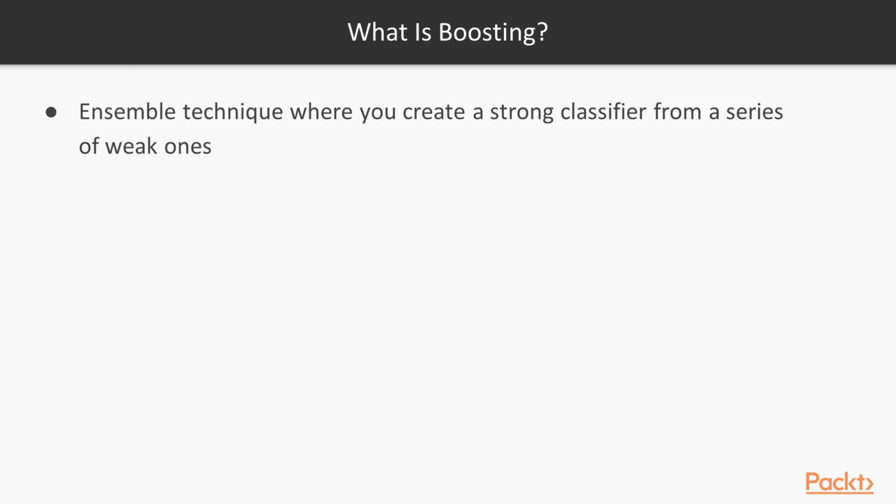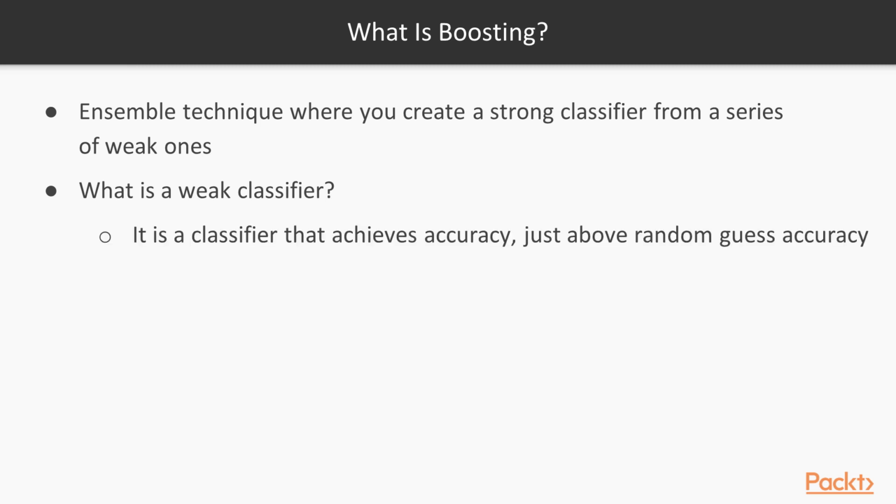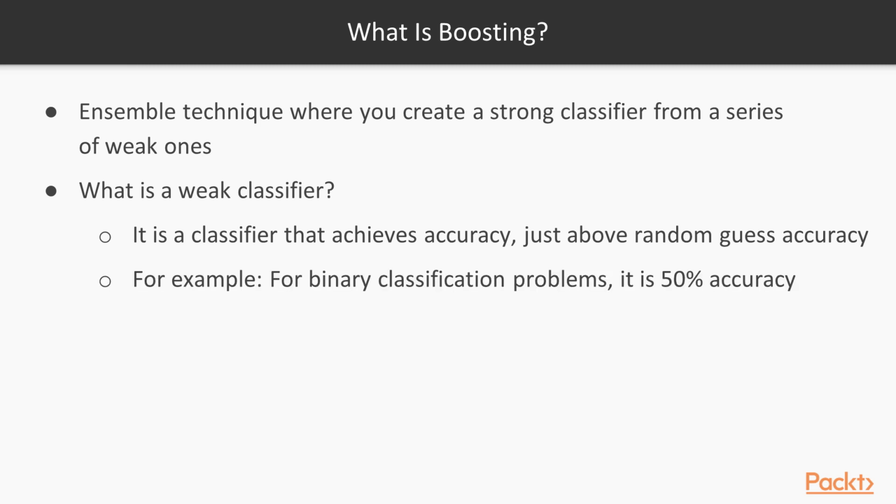Boosting is an ensemble technique where you create a strong classifier from a series of weak classifiers. And what's a weak classifier? This is a classifier that achieves an accuracy just above the random guess accuracy. So in the case of a binary classification problem, this is where we get slightly better than 50% accuracy.